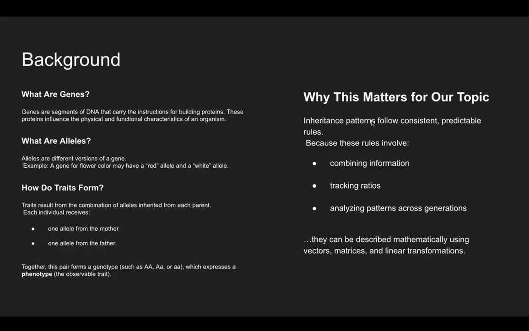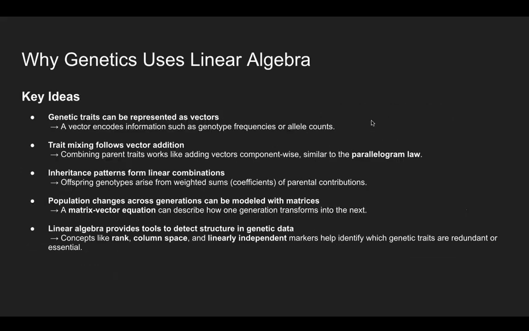Why this matters for our topic: inheritance patterns follow consistent, predictable rules. Because these rules involve combining information, tracking ratios, and analyzing patterns across generations, they can be described mathematically using vectors, matrices, and linear transformations.